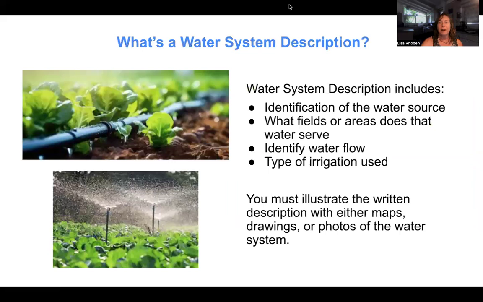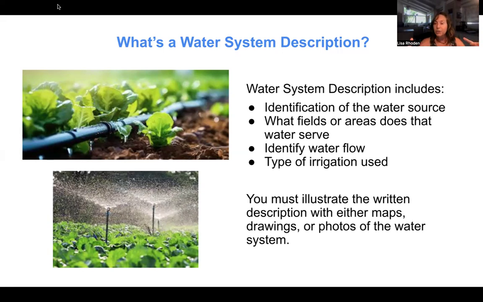So when we talk about these things, the first thing that we mentioned was a water system description. And that's going to be sort of a brief summary of what does your water system or your irrigation system look like on the farm. So we're going to identify first, where is your water coming from? What is the source? That might be municipal if you're an urban farm. It might be surface water if you're somewhere out on an ag park, for example. It might even be a well. So these are the first things that we're going to look at. What is your water source?